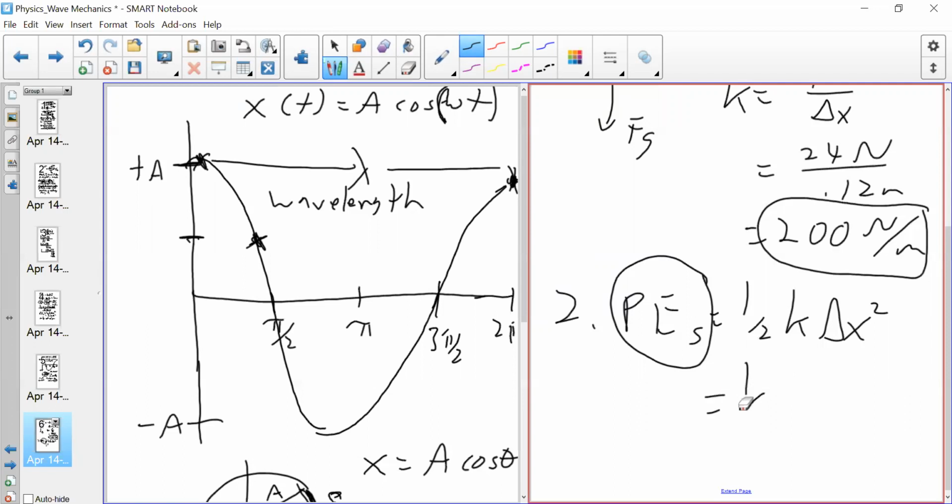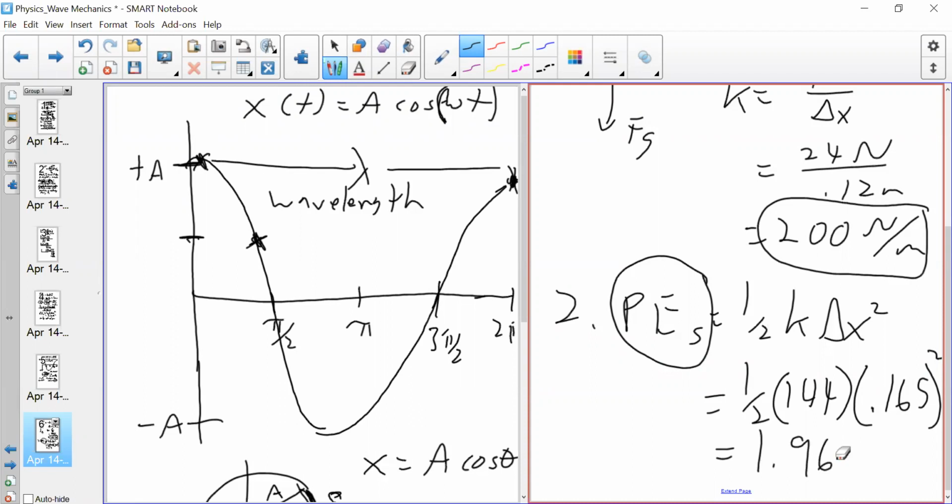By the way, I'll have a slot for these notes, the whole business. So 144 newtons per meter, and do 0.165 squared. You guys get 1.96 joules. So this is energy. Anybody else out there get that? Oops. I meant a J.